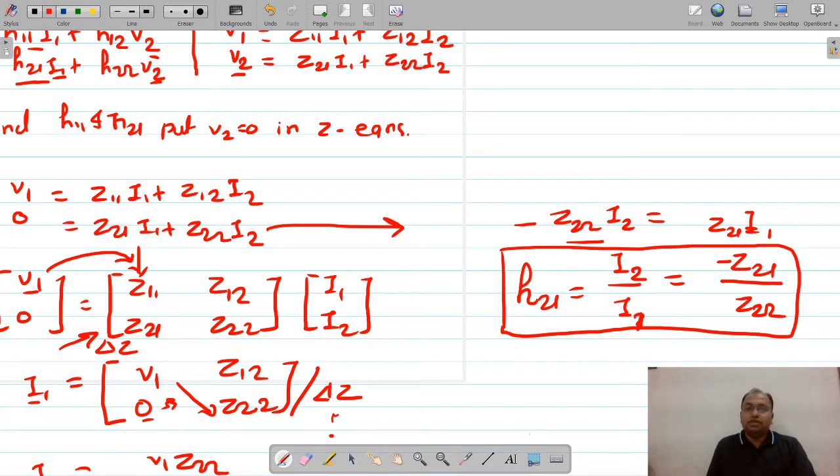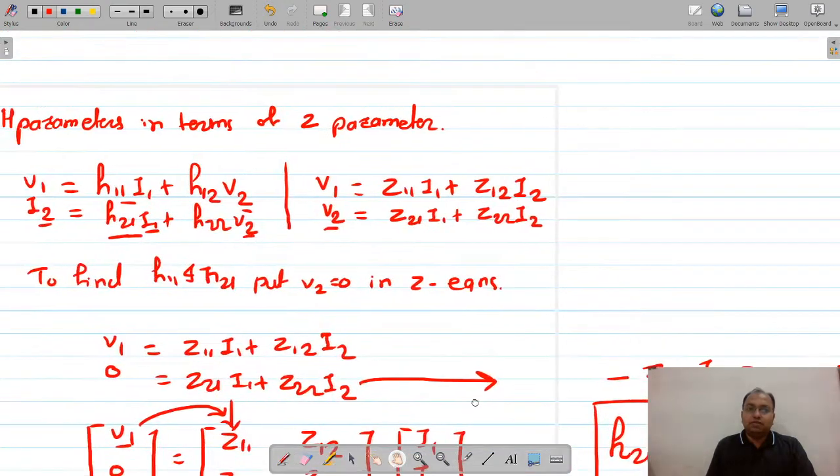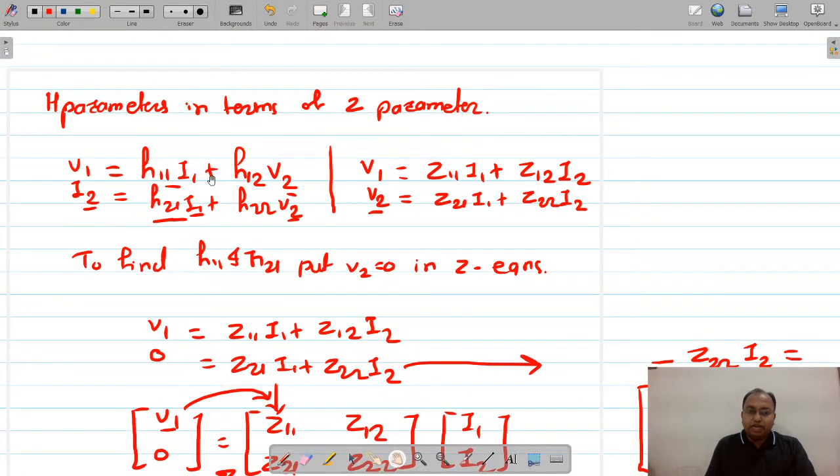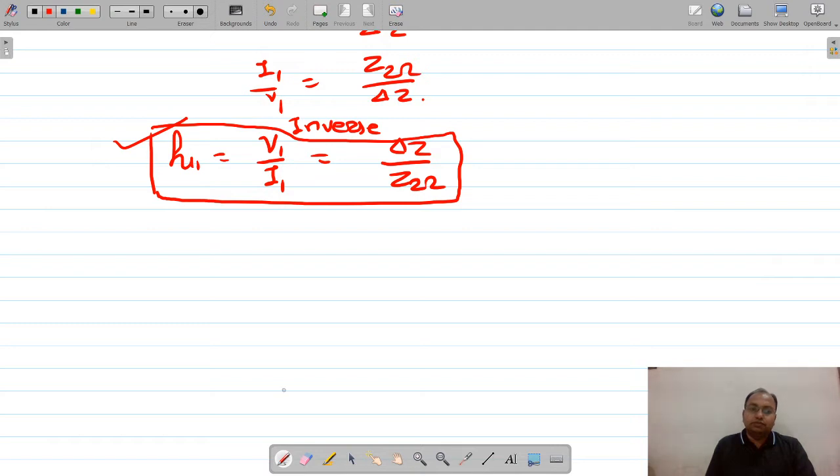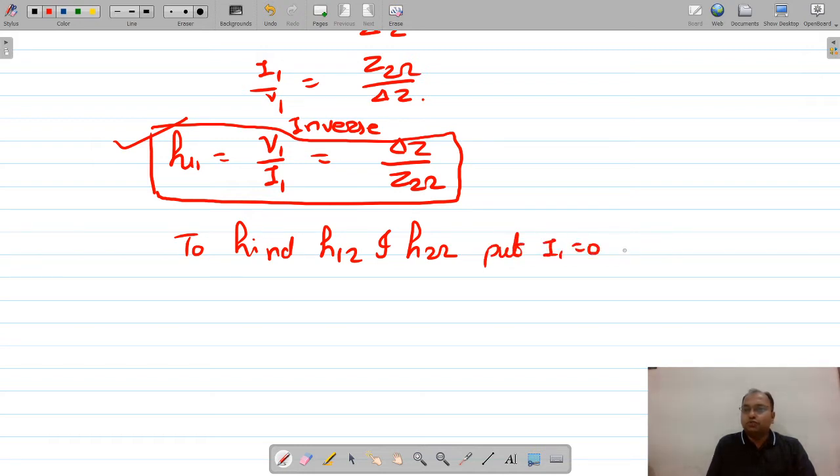Is that fine? Up till now we have found two parameters. Now in order to find the other two parameters, that is h12 and h22, we need to put I1 equals 0. So wherever there is I1, we just put it as 0. That's it, it is as simple as that. So let us do this: to find h12 and h22, put I1 equals 0 in the z parameter equations.